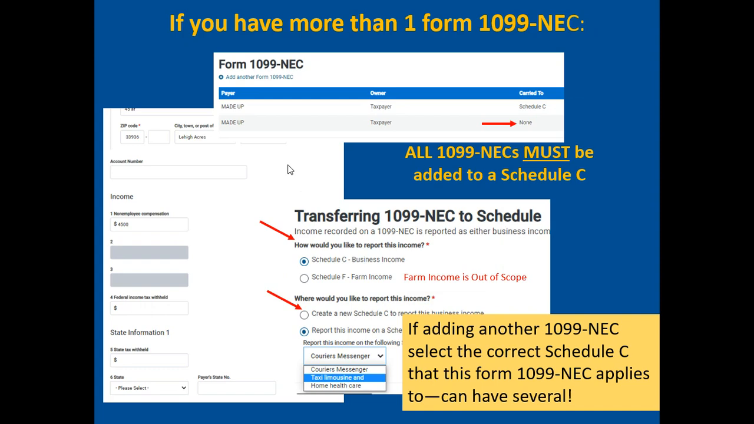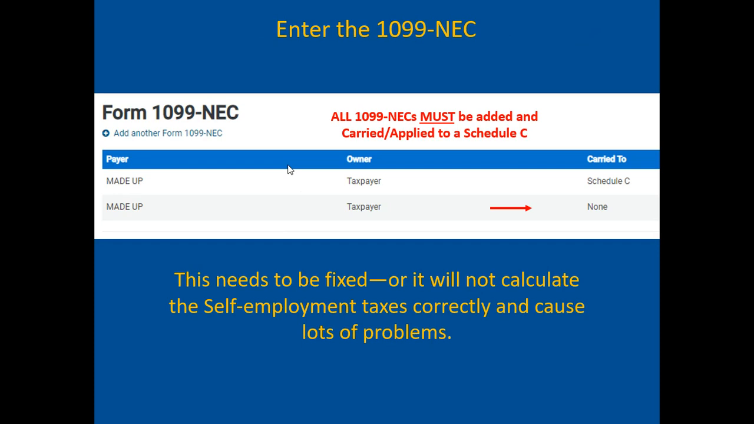Every 1099 NEC has to be connected to a Schedule C. If you don't connect it to a Schedule C, it's not going to calculate the correct taxes. It won't calculate the self-employment tax, which is 15.3%. You have to connect it. When you look at the very top of the screen, when you look at the summary of all the 1099 NECs on this summary at the very top, you'll see one says carry to the Schedule C and one says none. So that has to be fixed before the return can be done. There you can see it again a little better.